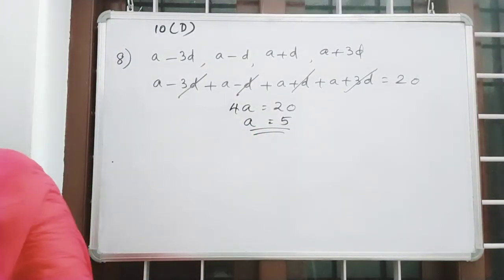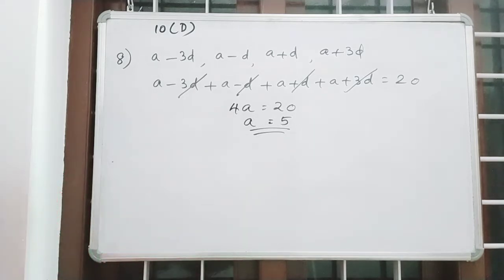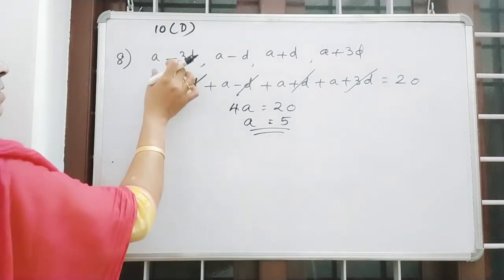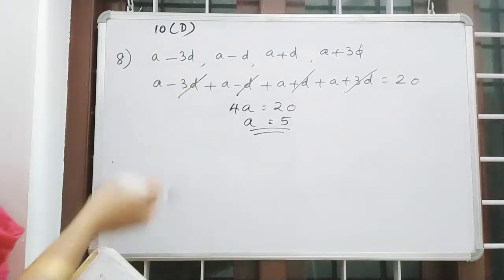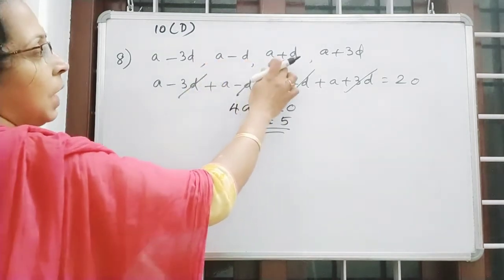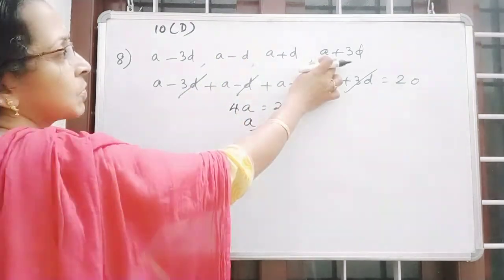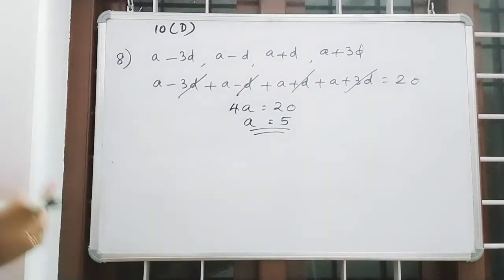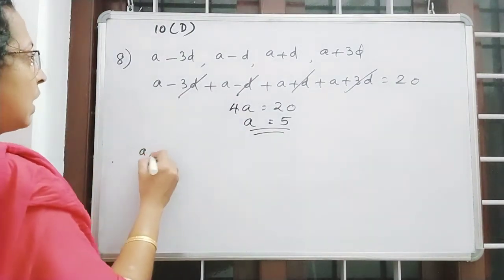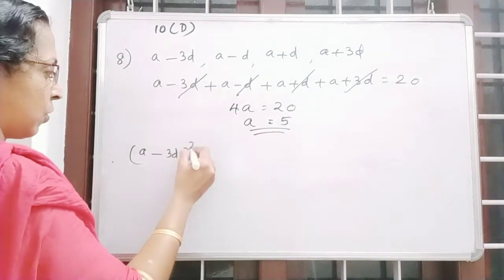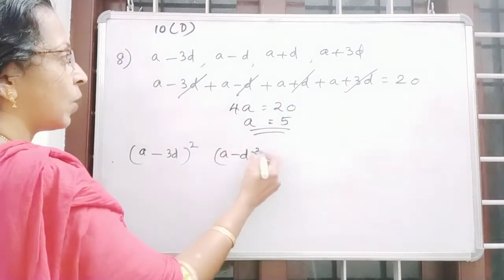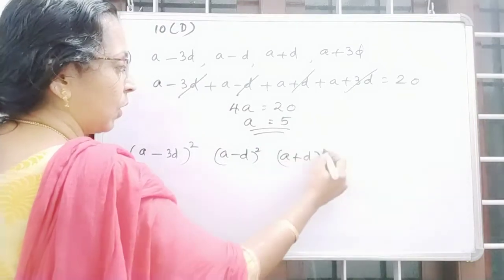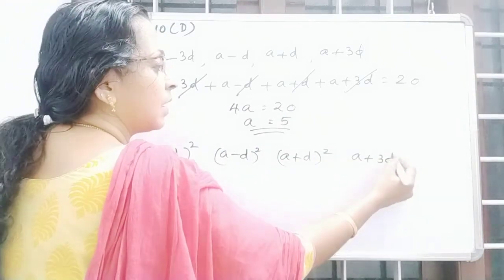Then one more condition is given. What is that? Sum of whose squares is 120. So the square of A minus 3D is A minus 3D whole square. Similarly, A minus D whole square, A plus D whole square, A plus 3D whole square. Given the sum of their squares is 120.